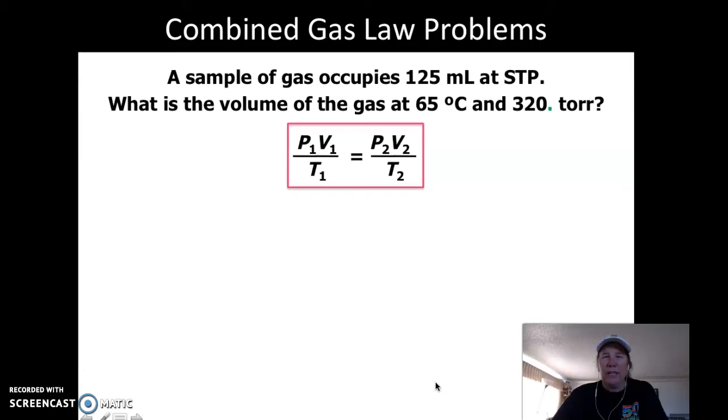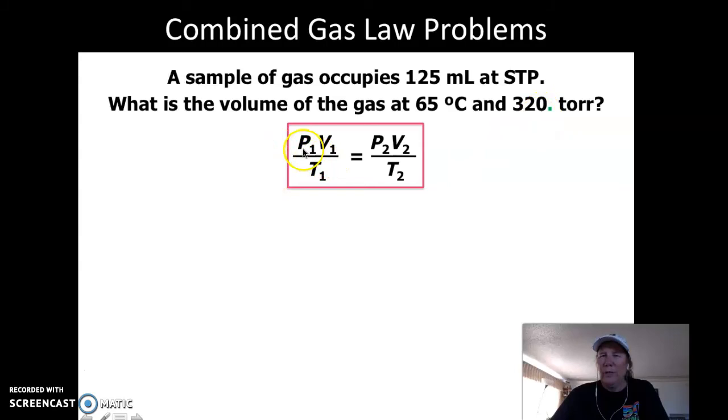Okay, so we have a sample of gas. It's at 125 milliliters at STP, standard temperature and pressure. So that would be 273 and 1 atmosphere, or if they're doing torr, 760 torr. You've got to look at what else they have there. What is the volume of the gas at 65 degrees Celsius? Sure, that's going to make us change our temperature from 65 to Kelvin, and then we've got our torr.